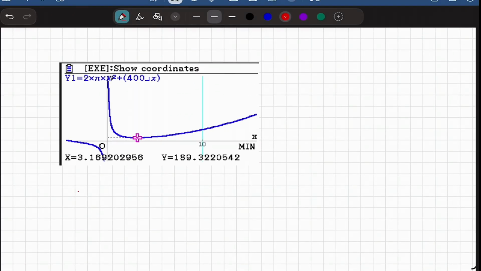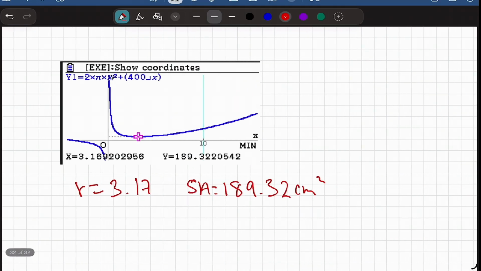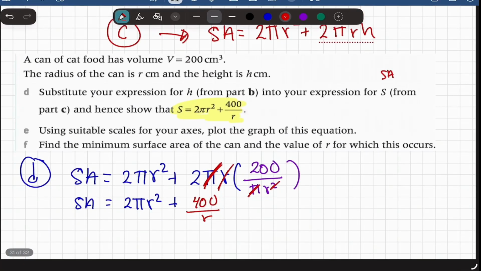So this is like r equals 3.17. Let's round this up. Y is the surface area. The surface area is 189.32 centimeters squared. But what is the meaning of this, guys? So this means that if we have, let me copy this.